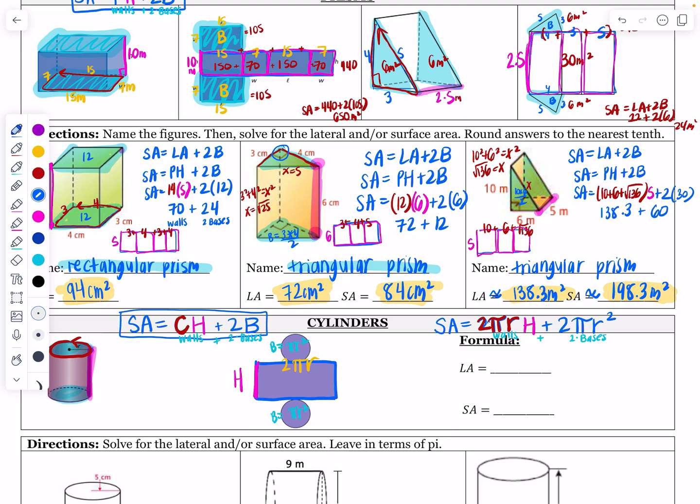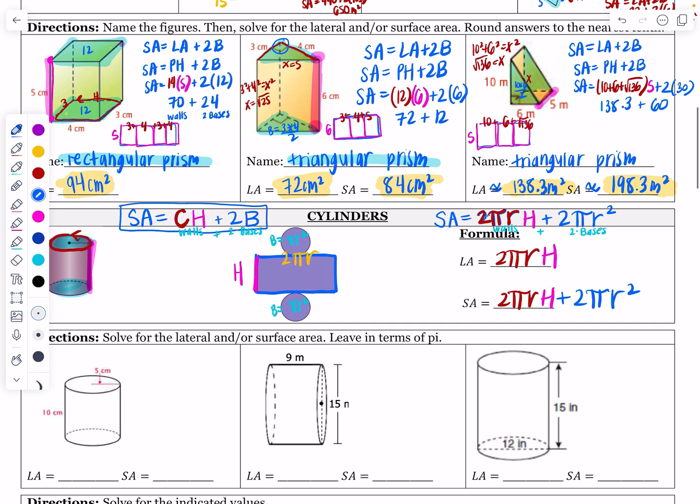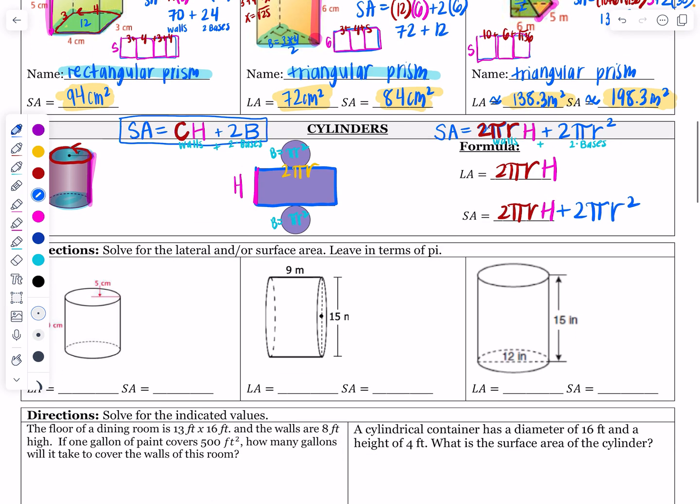So what is my lateral area going to be equal to? That is going to be equal to 2 pi r h, to find the area of the rectangle of the net. And then what is your surface area? Well, your surface area is going to be 2 pi r h plus 2 pi r squared, because we have 2 bases there that are both circles, and the area of a circle is pi r squared. So what variables do we have? We need to know our radius and we need to know our height. And we can find the surface area of all of these cylinders. So it says solve for the lateral and or surface area, leave in terms of pi.